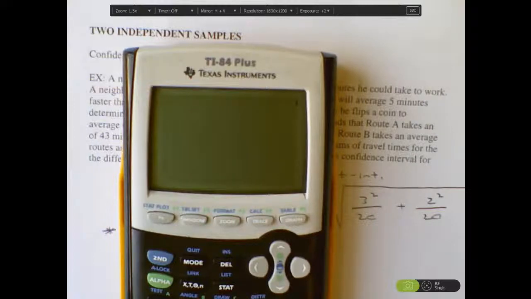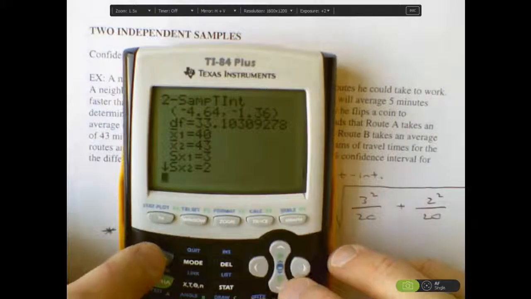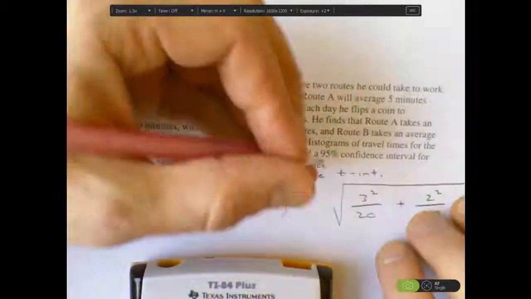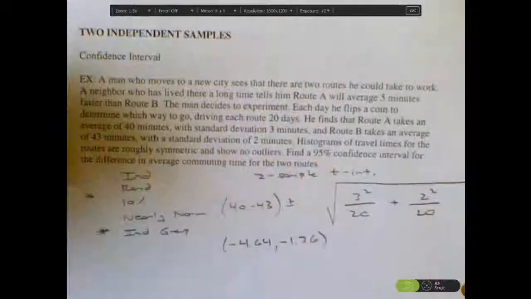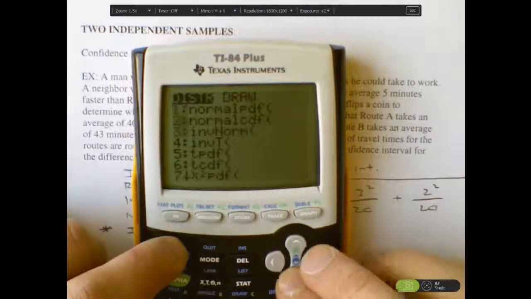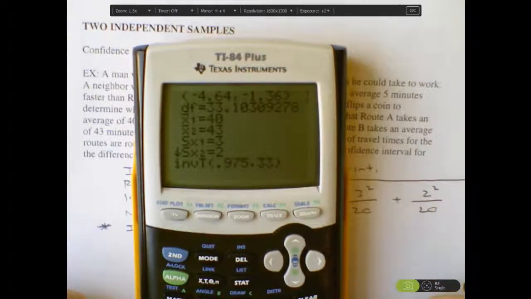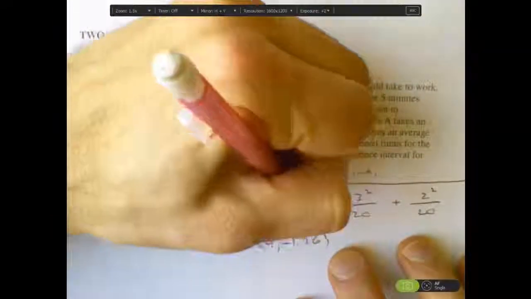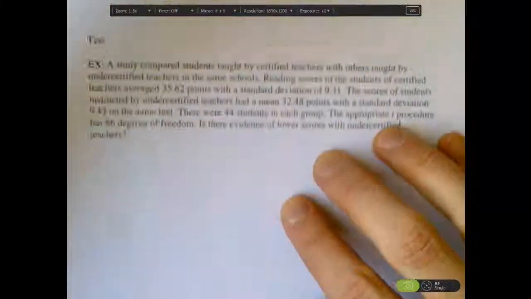Calculate. All right, you can see my degrees of freedom are 33, so I can get that critical t value now. So let me write this down. Negative 4.64, negative 1.36. So to get that critical t value, inverse t 0.975, comma 33 degrees of freedom, and that's going to give me 2.03. Okay, let's look at a test next.